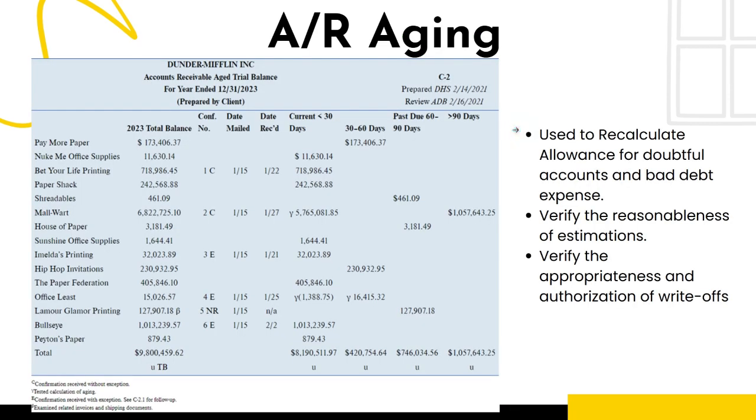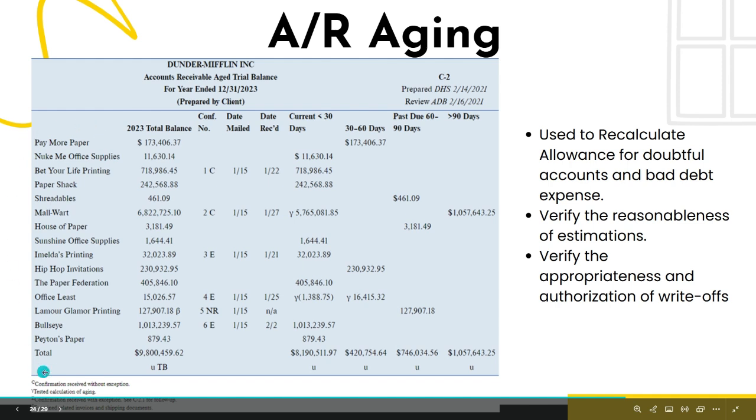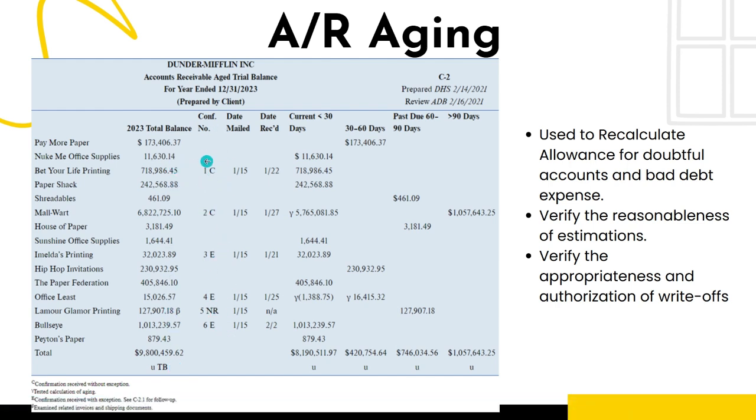The next test is testing the aging of our accounts receivable. So this is an example of an accounts receivable aged trial balance. Here we have all of the accounts receivable for this particular client. They had a total of $9 million in their accounts receivable. This is shown on their trial balance, and we have confirmed 6 of these. Here we have their confirmations, the date the confirmation was sent, the day it was received, and then their balances. So the balance goes in one of the buckets.